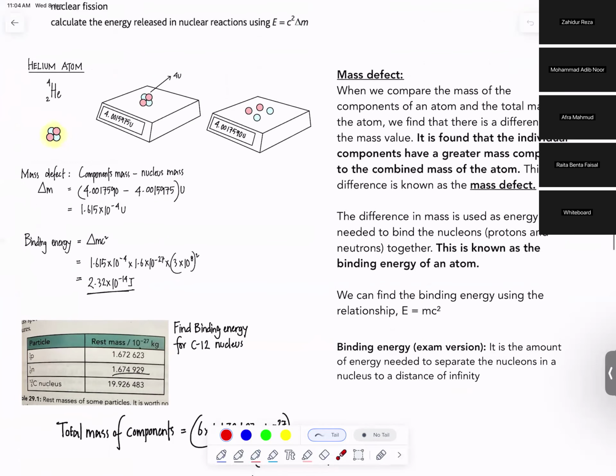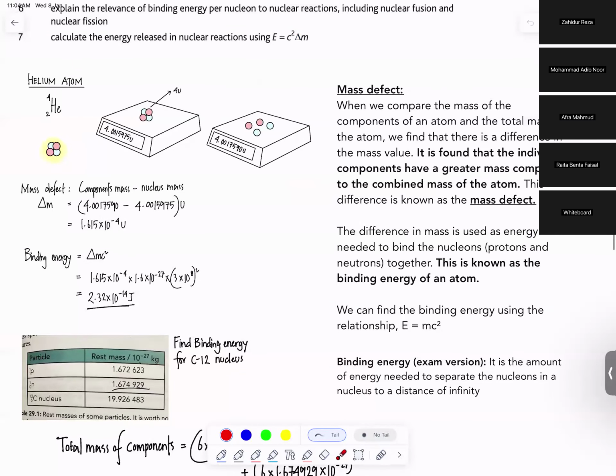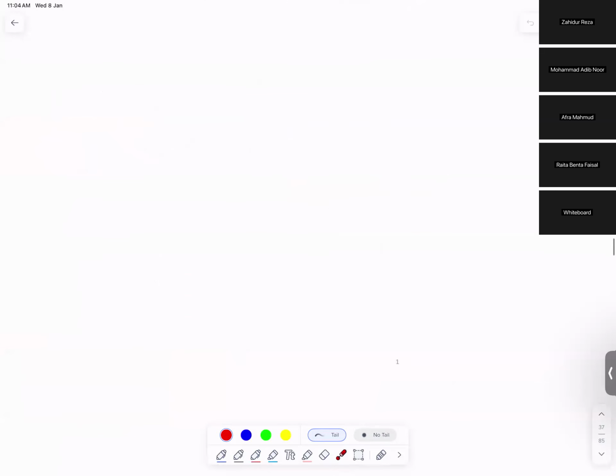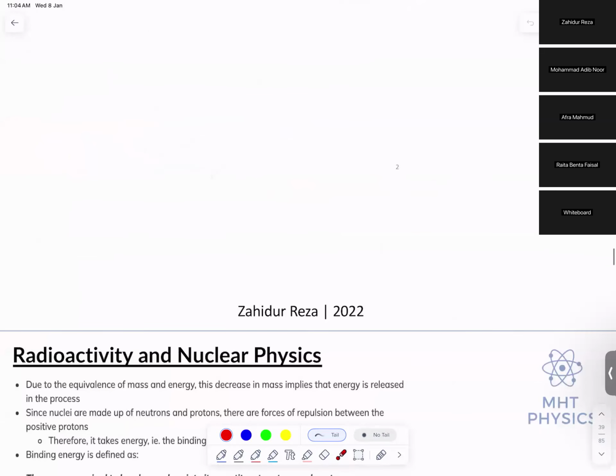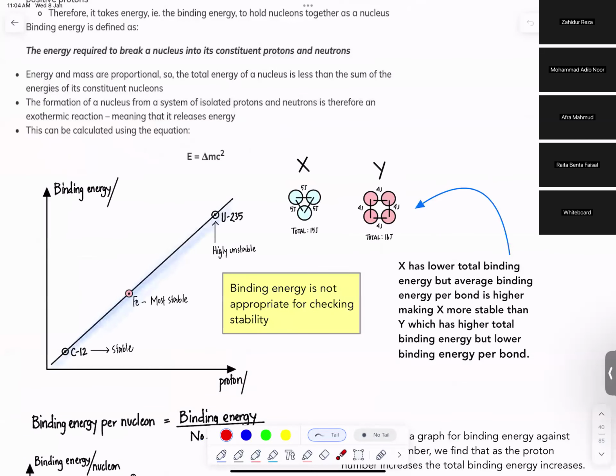Right. So this is the definition and everything. আর যেটা পরে দেখালাম ওটা হচ্ছে যে এটা, so এই যে x আর y এর মধ্যে which is more stable, so you'll find that x is actually more stable than y despite y having more energy here. So এই যে দেখো binding energy is not appropriate for checking stability.